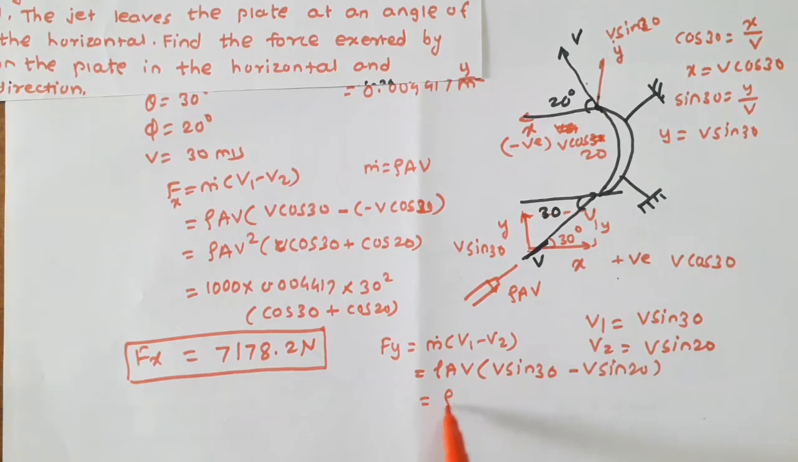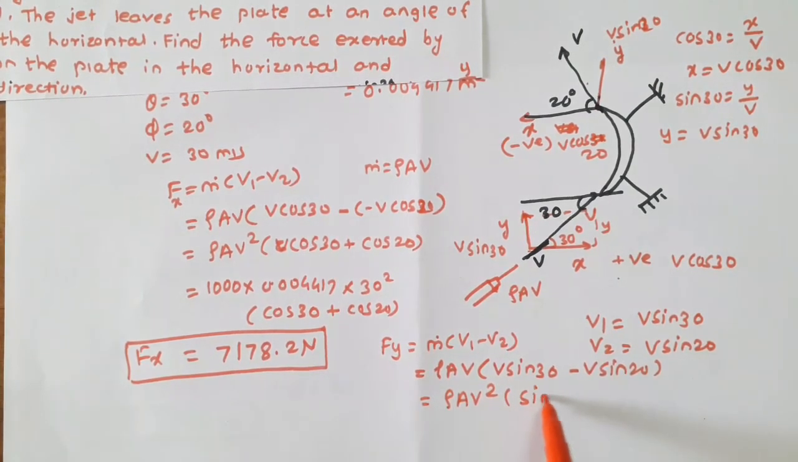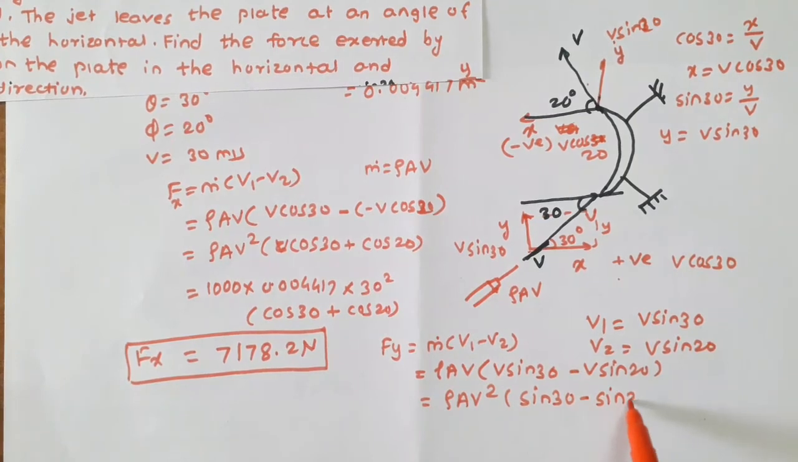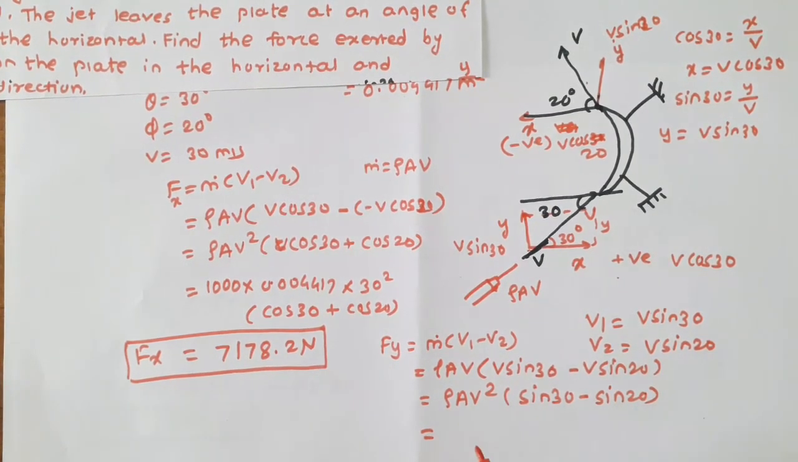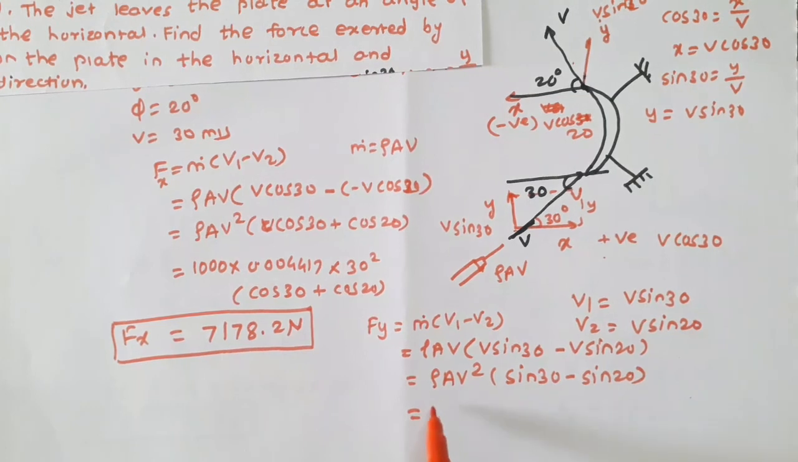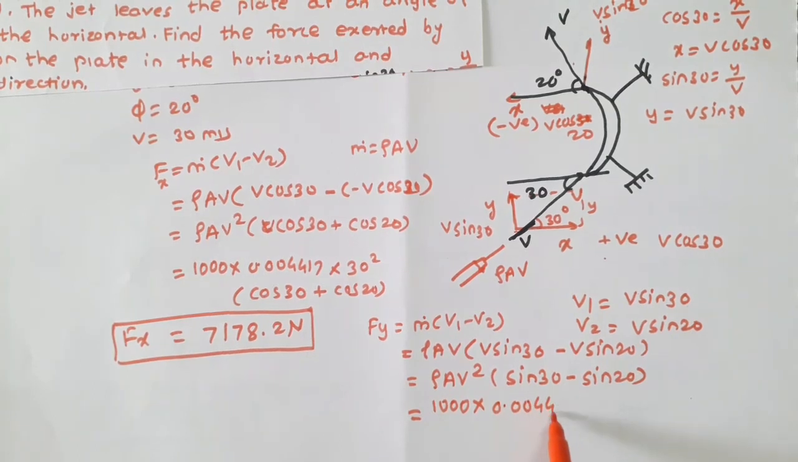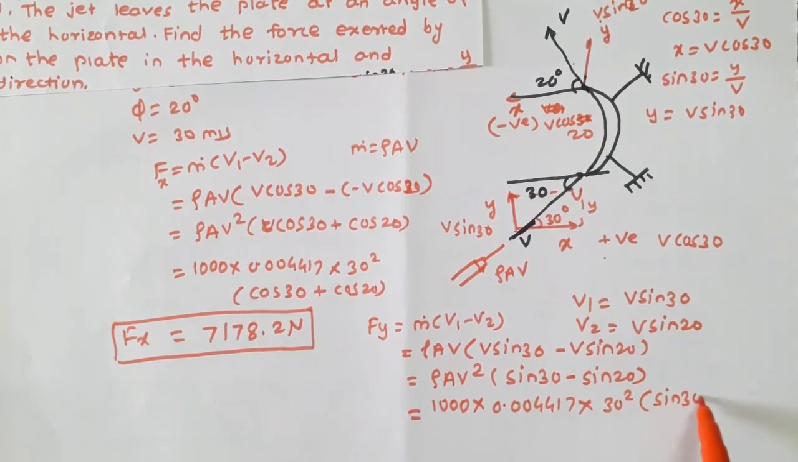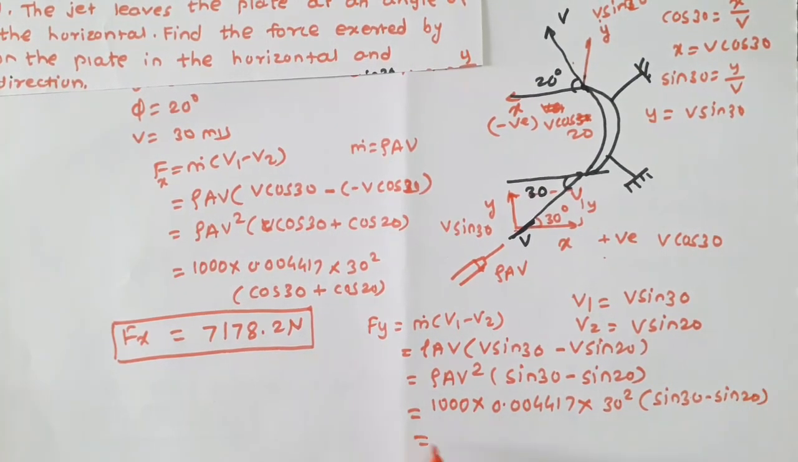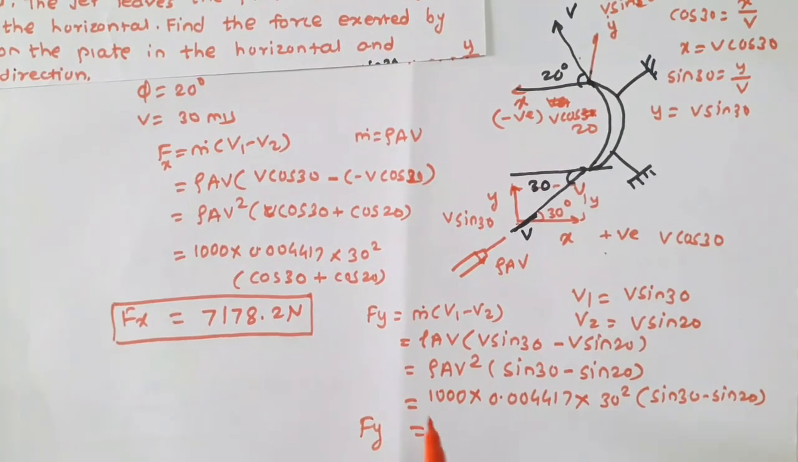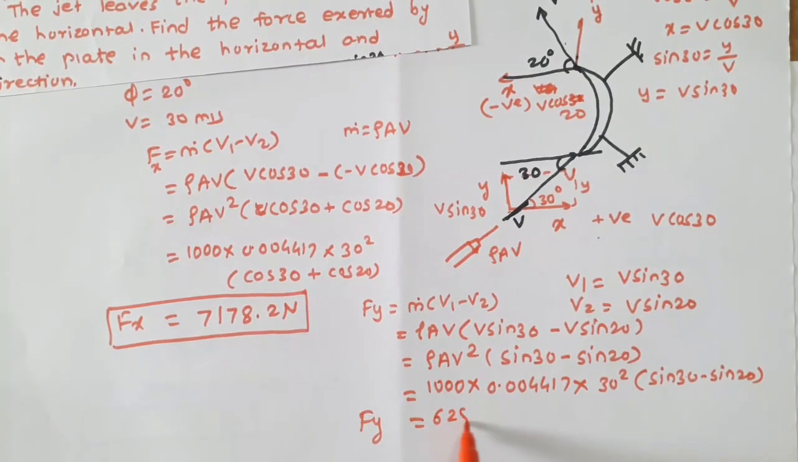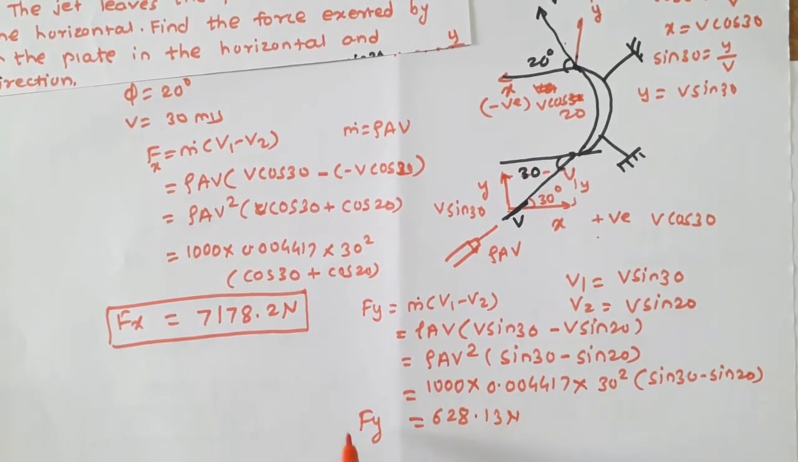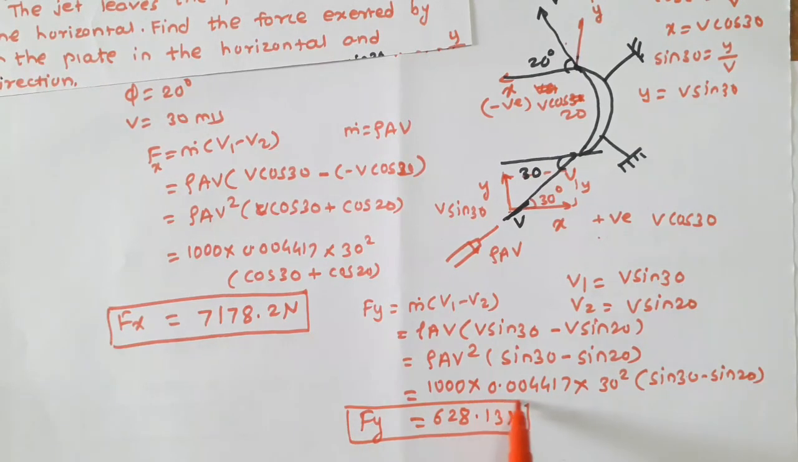So take v common: rho A v square, sin 30 minus sin 20. So put the values in this equation. Rho is 1000, area is 0.004417, and velocity is 30 square, sin 30 minus sin 20. Now after simplification we will get the Fy value. Fy value is 628.13 Newton. So friends, by using this method we can solve any problem.